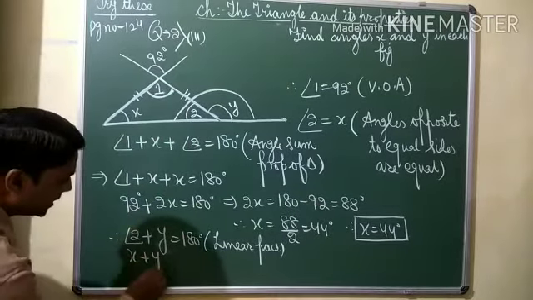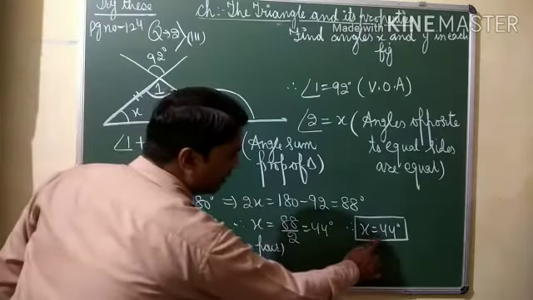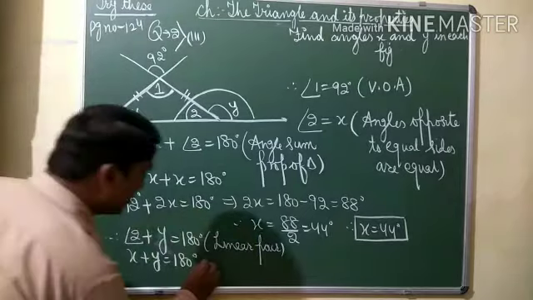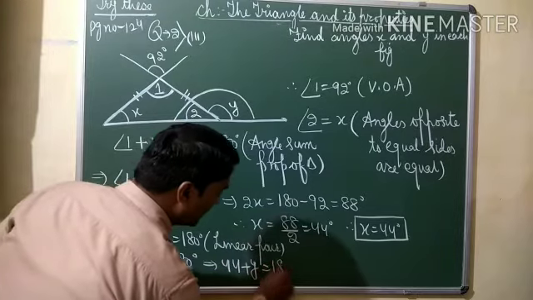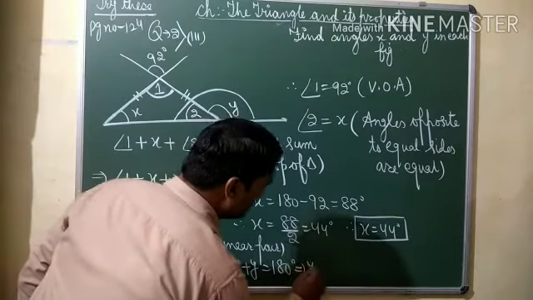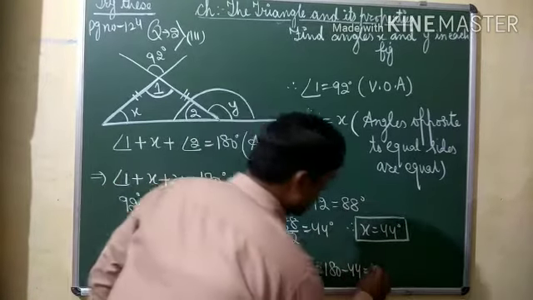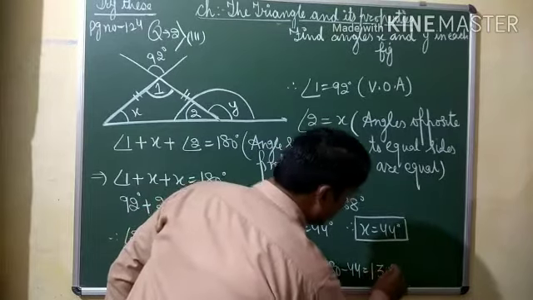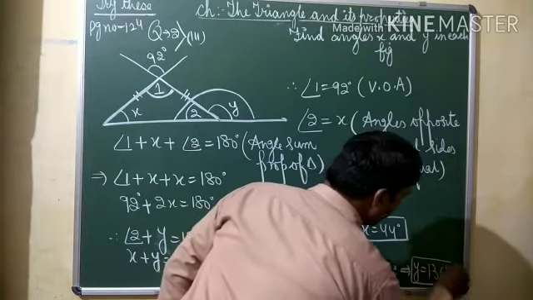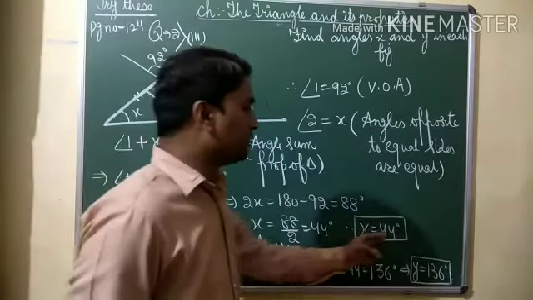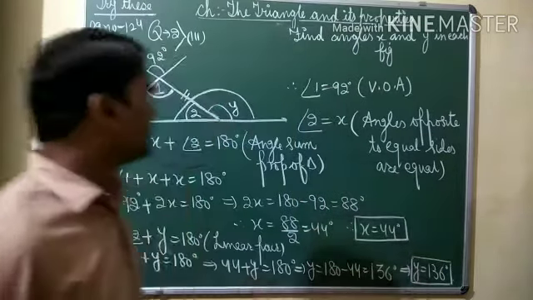So x plus y is also equal to 180 degree and x is equal to 44 degree. So putting the value of x equal to 44 degree here, we get 44 plus y is equal to 180 degree, which implies y is equal to 180 minus 44, which is equal to 136 degree. So measure of angle y is equal to 136 degree. Hence, measure of angle x is equal to 44 degree and measure of angle y is equal to 136 degree in this figure.